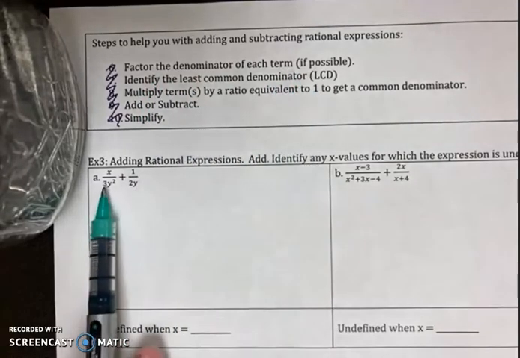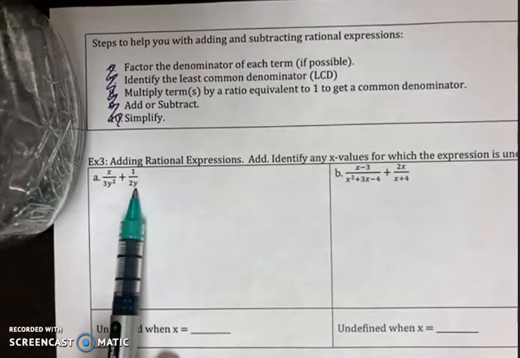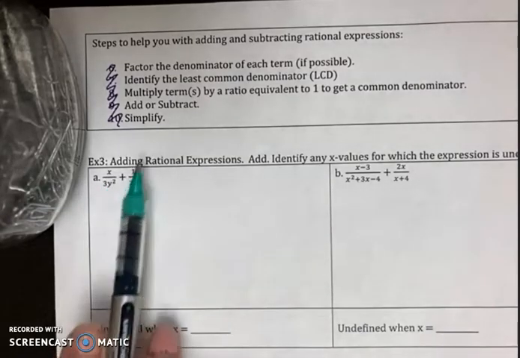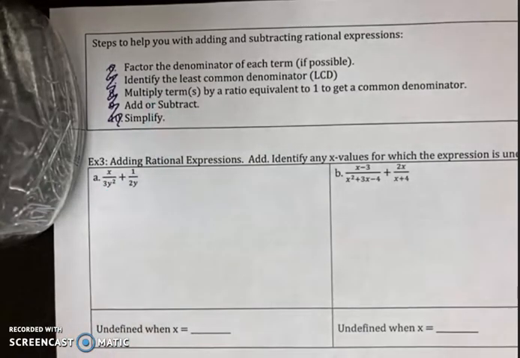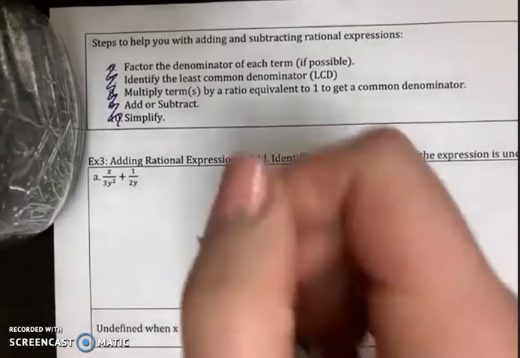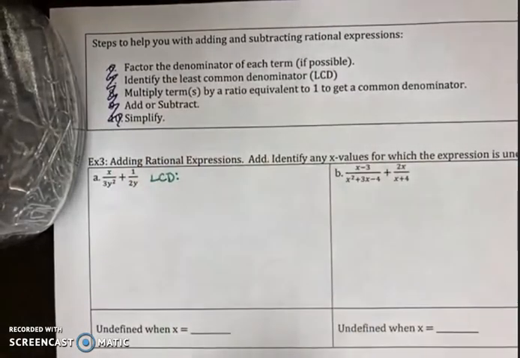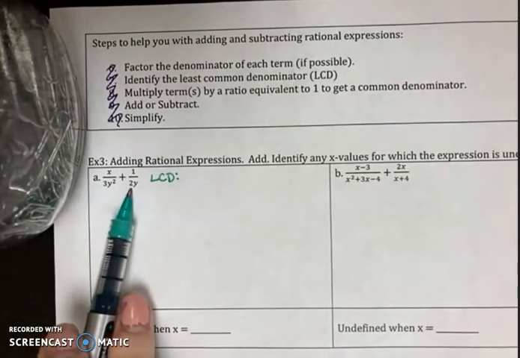When I look at a, I have a 3y squared and a 2y. These do not factor any further. Those are just monomials. So I don't have to do the first step. The second step is to identify the least common denominator. Okay, so the least common denominator, the first thing I'm going to do is look at the numbers. I have 3 and 2.